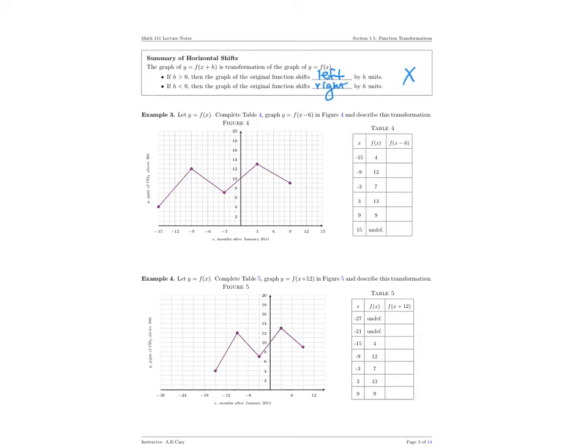So for instance, in example 3, we have f of x minus 6. So even though that's a minus sign, we're going to move to the right. Now, I don't like the way that they do the tables for the horizontal ones, so we're just going to cross this out, because I don't know why they have it on the y value side if it affects our x values. So even though it says minus 6 in the equation, we're going to change the sign, and we're going to add 6 to all the values.